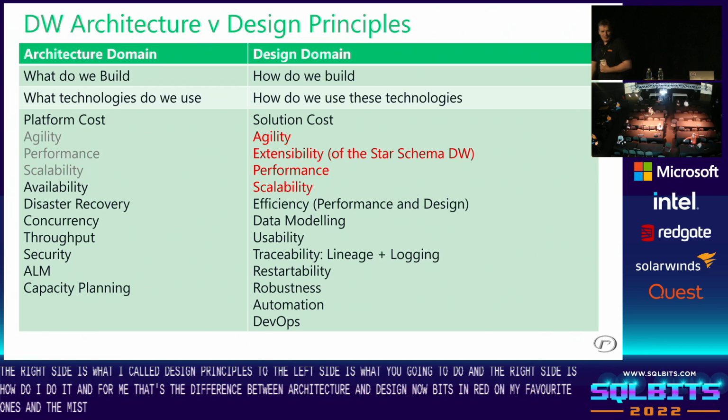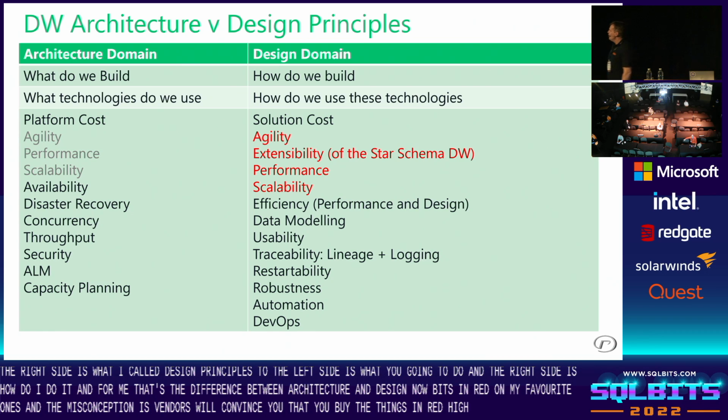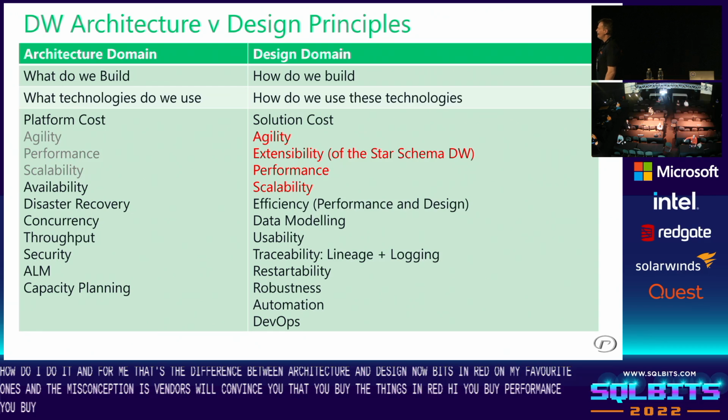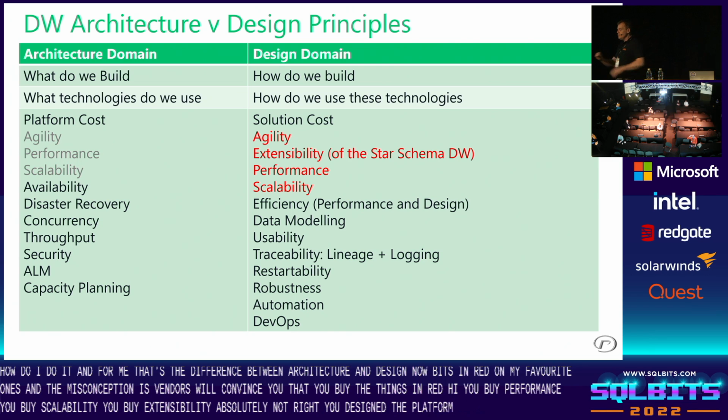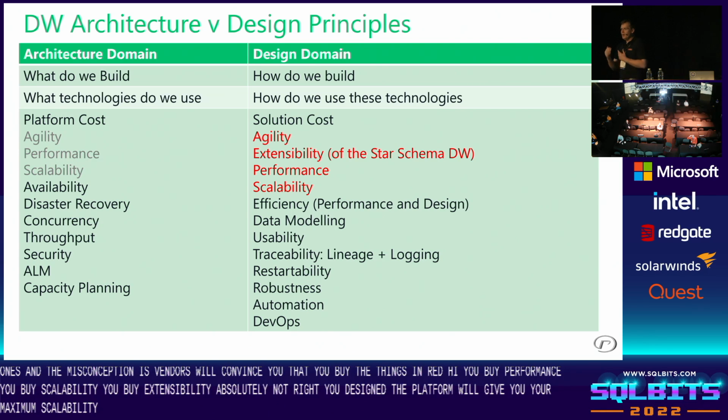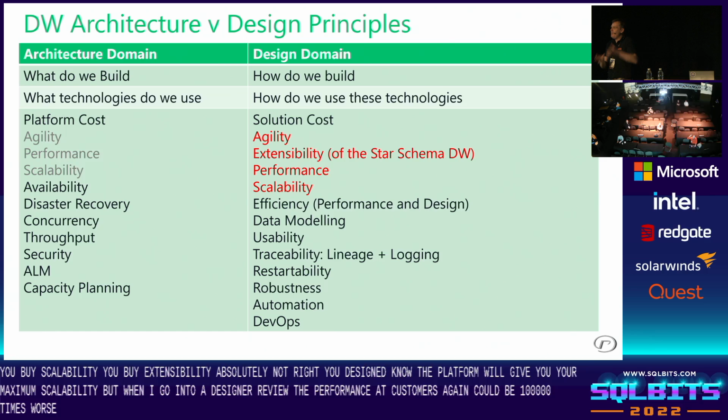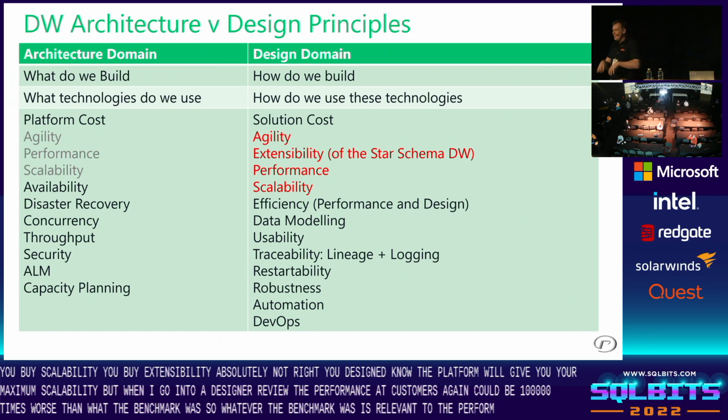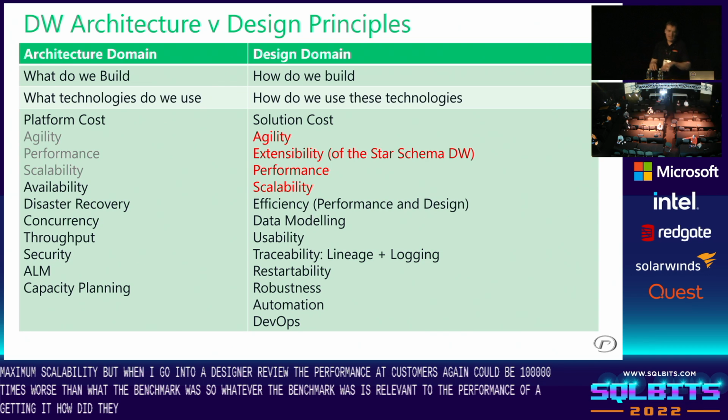And the misconception is vendors will convince you that you buy the things in red, right? You buy performance, you buy scalability, you buy extensibility. Absolutely not, right? You design these. Now, the platform will give you your maximum scalability, but when I go in to do a design review, the performance our customers are getting could be 100,000 times worse than what the benchmark was. So whatever the benchmark was is irrelevant to the performance that they're getting. It's how did they design it, right?